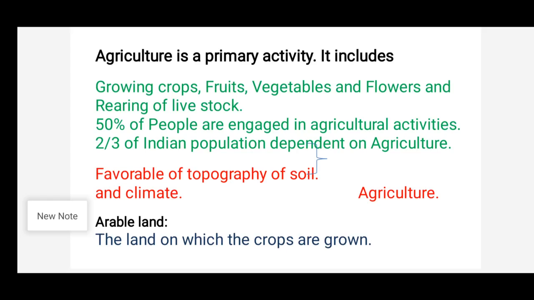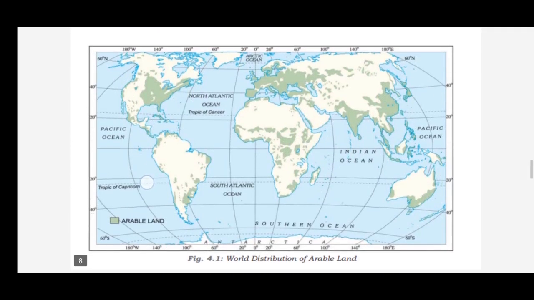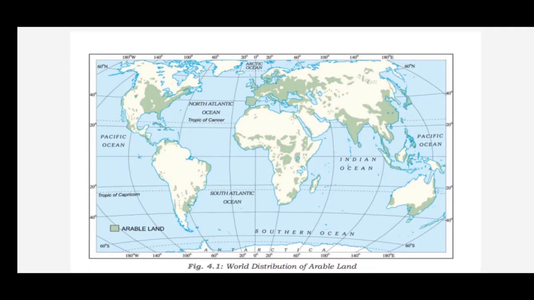I repeat, the land on which the crops are grown is known as arable land. You can see the arable land in the following picture. The areas covered with the green color are all arable land. Children, what do you observe in India? The maximum part of India is covered with the green color, right? It means the maximum part of the land in India is arable land.